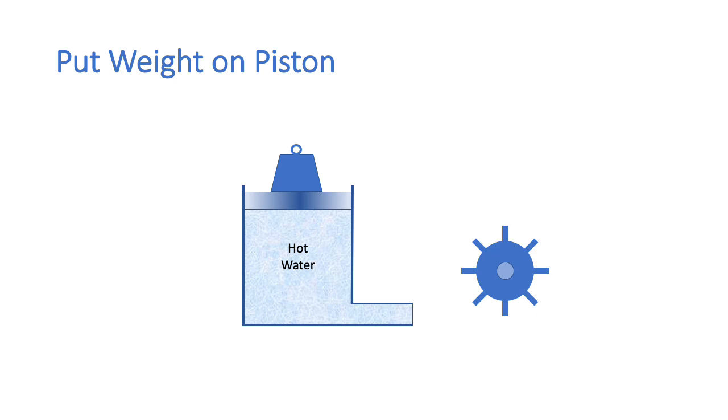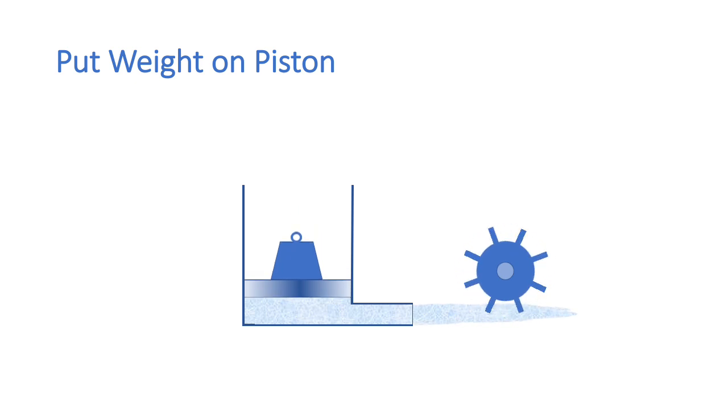Now, if we want to increase the amount of work that the water does, we can keep a weight on top of the piston. This increases the pressure of the water, and now when it comes out, it'll come out with a higher velocity, and the wheel will turn faster. The work done by the wheel increases.